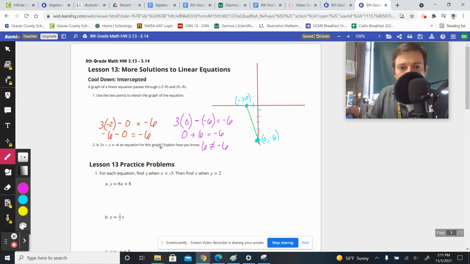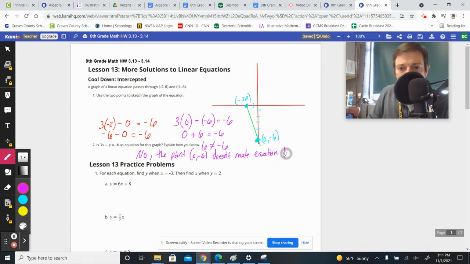So we're going to say, is this equation for the graph? We're going to say no. And we know that because the point (0, -6) doesn't make the equation true.